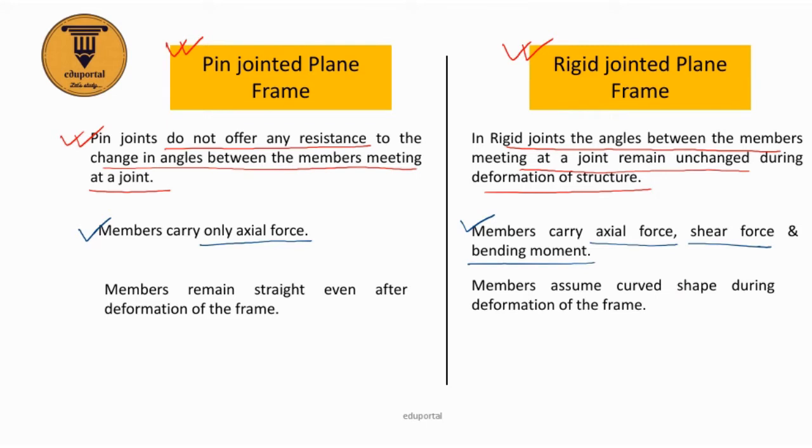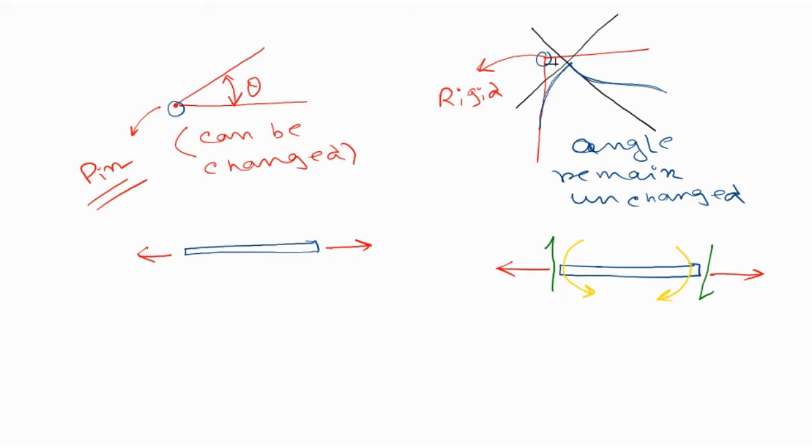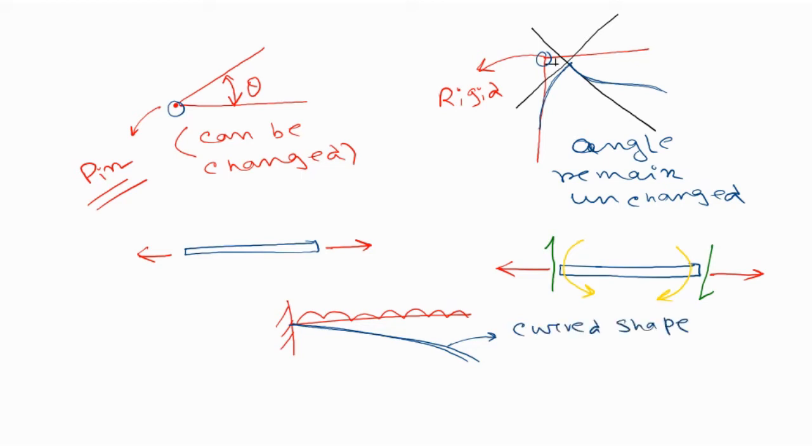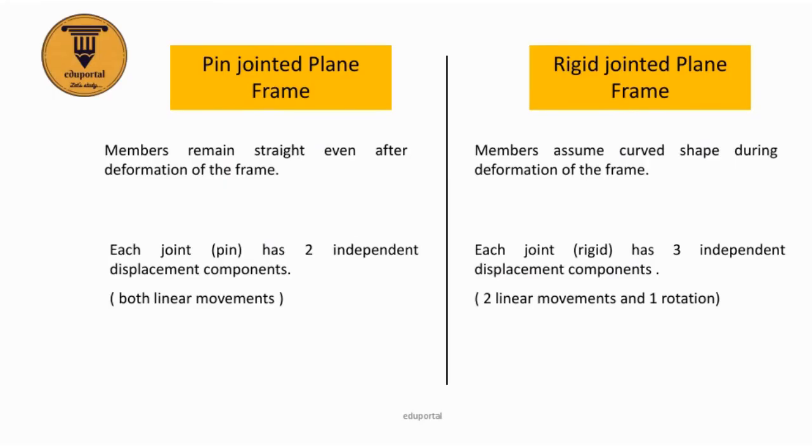Now members in a pin jointed frame remain straight even after deformation, but in case of rigid joints, members assume a curved shape during the deformation of the frame. Suppose we take a cantilever beam, which is a rigid jointed frame. A UDL is acting on the beam, so after deformation the shape will be like this. This is the deformed curved shape after deformation. So this is the difference: members remain straight versus members assume curved shape.